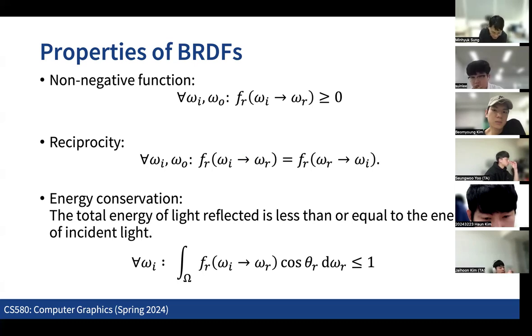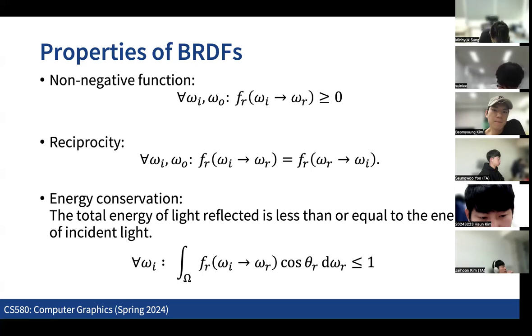So when you flip the incoming and the outgoing direction, so we are having the outgoing direction as the incoming direction, and also the other way around, we should also have the same ratio of the reflectance. This is also a secondary property, and this is also the property that we have seen in the previous lecture, the energy conservation.